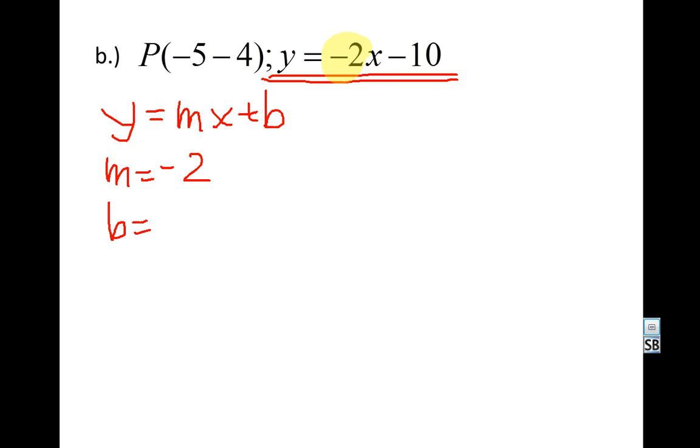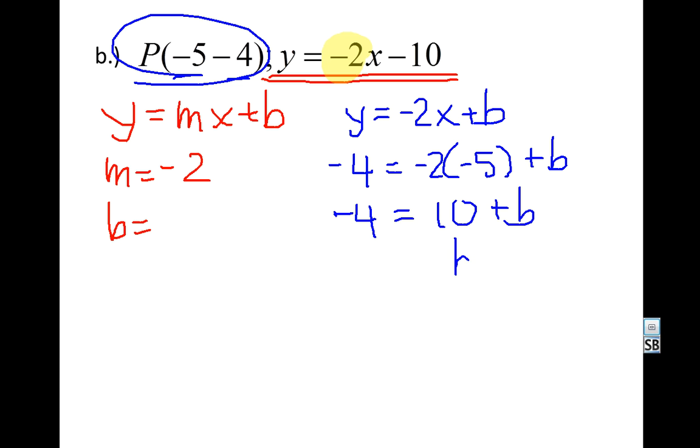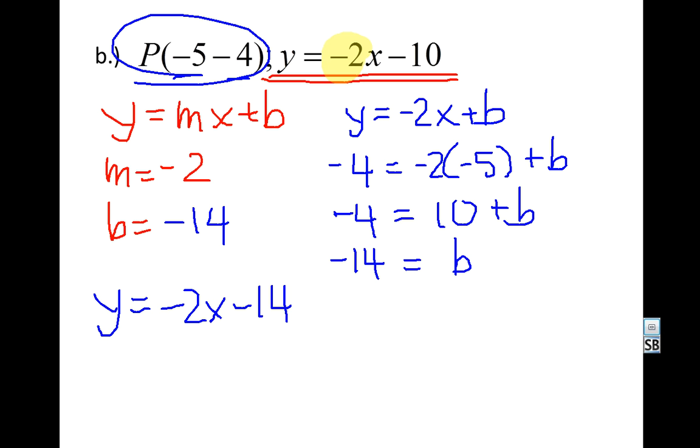The y-intercept you're going to solve for by plugging in -5 for x and -4 for y, because that's a point that goes through my line. So I'm going to start off by writing y is equal to -2x plus b, -4 for y, -5 for x, plus b. -4 is equal to +10 plus b. b has to equal -14. There's my y-intercept. I have everything that I needed. So y is equal to -2x minus 14 is the equation of the line.